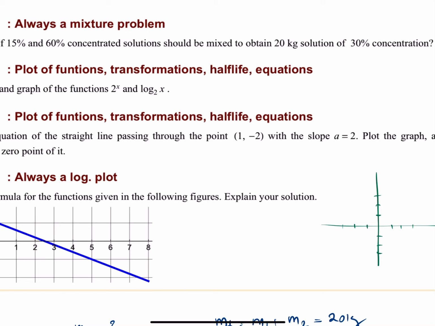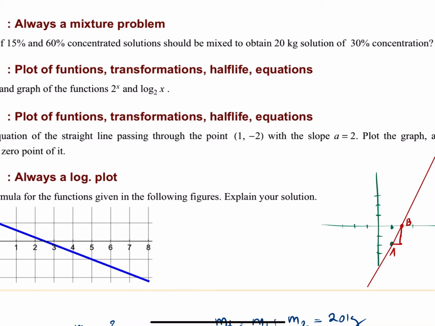Okay, 1, minus 2, this is our point. From this point, I always go 1 right, and its slope is 2, so I have to go 2 up. 1 up, 2 up, because its slope is 2. This is the second point, B, and if we join them and continue, it will be our line.